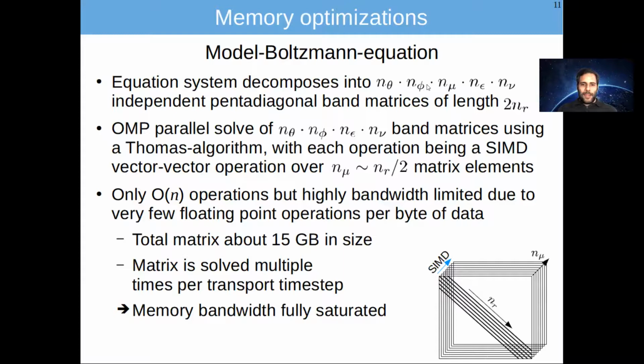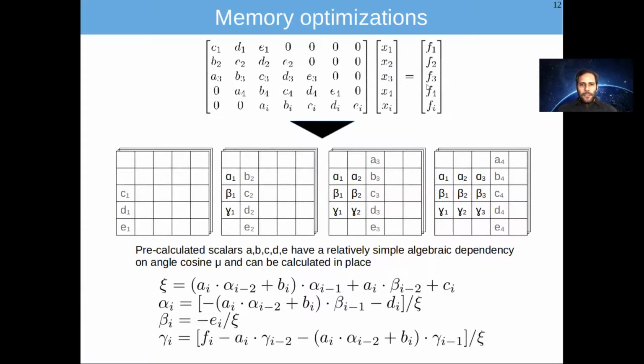In total, the entire matrix is about 15 gigabytes in size and needs to be solved multiple times per transport time step, which means we quickly saturate the full memory bandwidth. The traditional way of solving such a matrix is that one first calculates and fills all elements of matrix A, and then gives that to some standard solver. This, however, means we need to write the full matrix to memory first, then give it to the solver, which then needs to load the entire matrix again. This destroys any caching advantage.